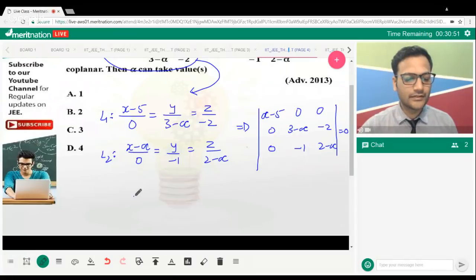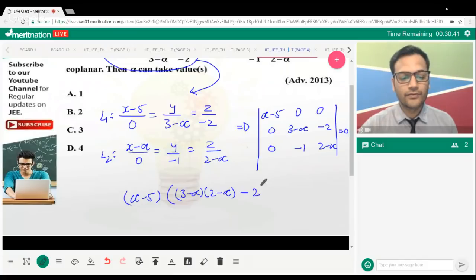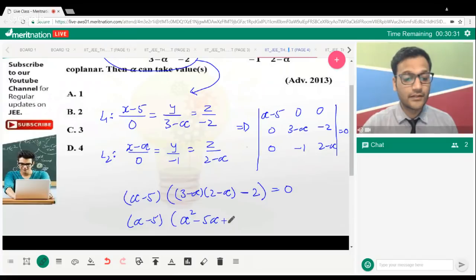What will you get? Alpha minus 5 is in one of the brackets. In the second bracket, these two things will be multiplied: 3 minus alpha, 2 minus alpha, and the negative of 2 into 1, which is 2. This must be equal to 0. So it is alpha minus 5 times, if I open this bracket up, alpha square minus 5 alpha plus 6 minus 2 is equal to 0.